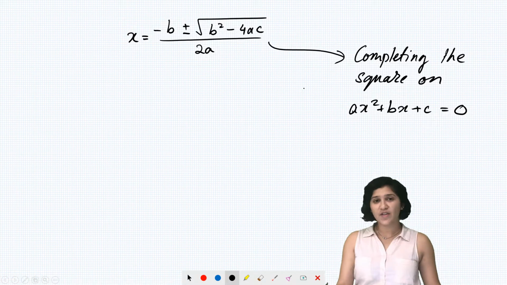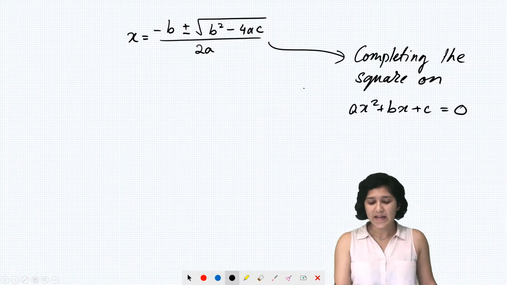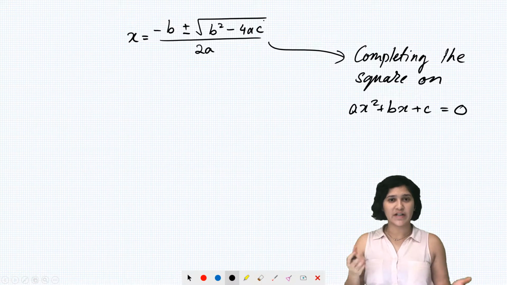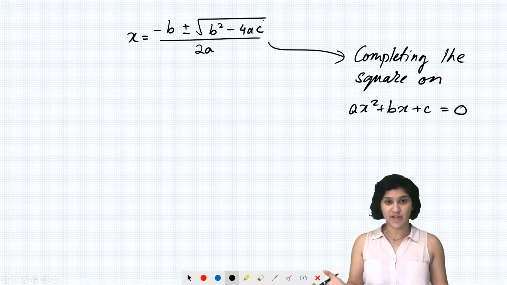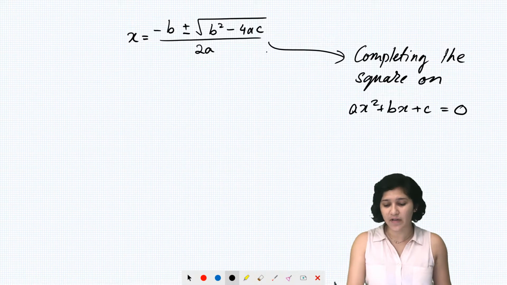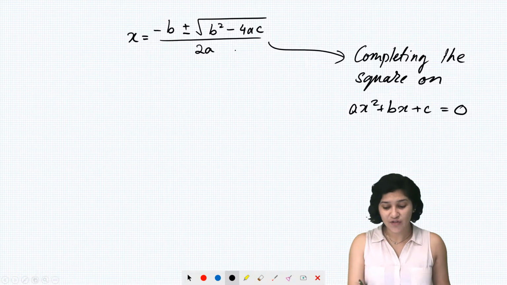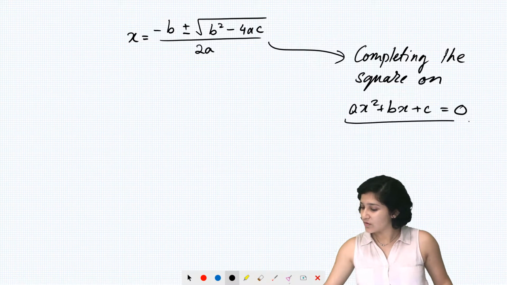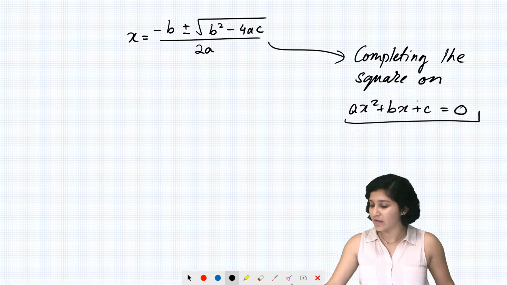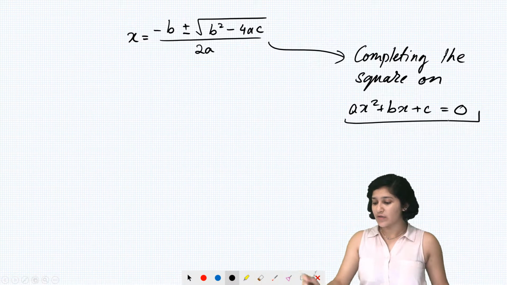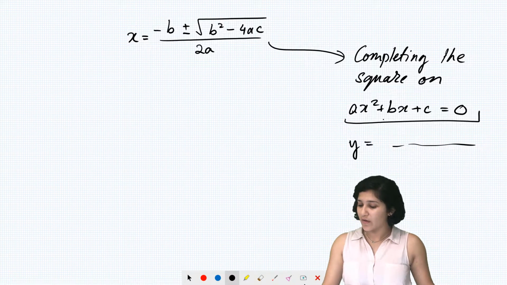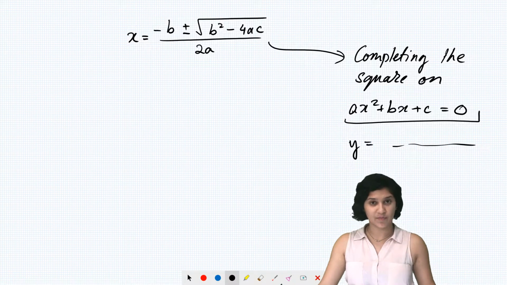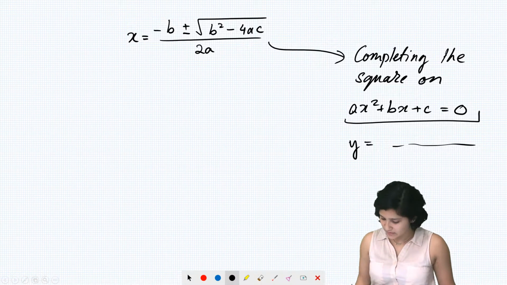So the thing I want you to notice is that unlike all our factorization methods, this formula isn't giving us a factorized form. It's actually directly giving us the solution to the equation where the quadratic expression equals 0. Okay, so it's not talking about y equals yada yada, it's talking about the thing equaling 0. So what does that actually tell us?